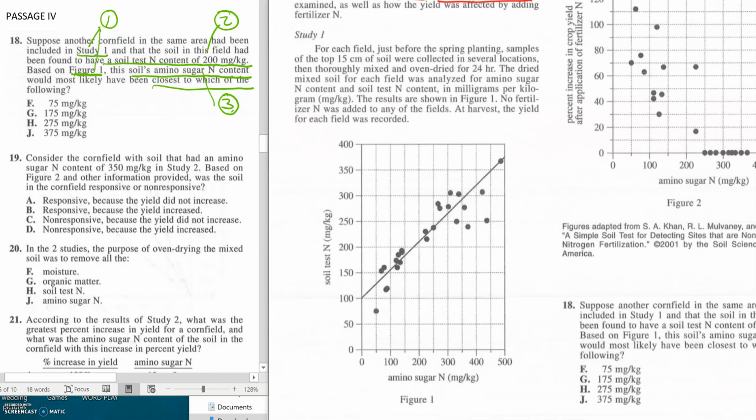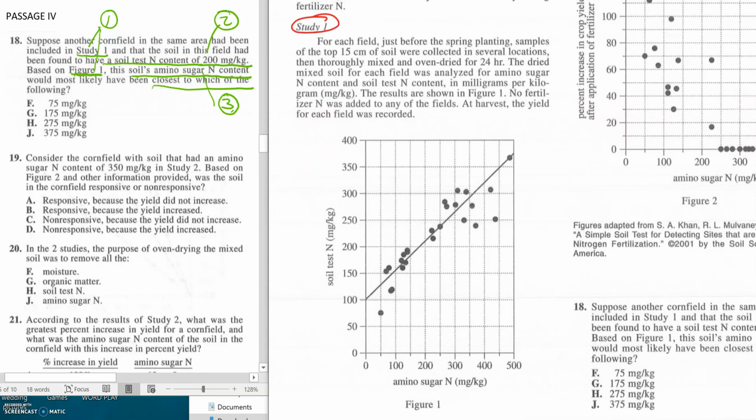So I'll increase this so we can see we're talking about study 1 and figure 1. That's step 1 done. Step 2, a soil test N content of 200 milligrams. We find what axis is measuring the soil test N content, and we see that it's up here, soil test N milligrams per kilogram, and we want 200. So we find 200. Step 2 is done. The soil's amino sugar N was closest to. So we find out where amino sugar is, and we see that it's along the bottom here. We take this out to 200, and we drop it down to find the amino sugar, and that's about, I would say, 175. And we see that there in answer G.